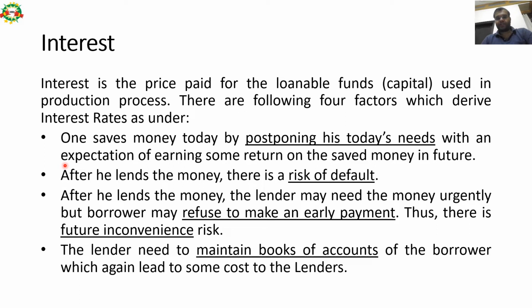So the first factor is that one saves money today by postponing today's needs with an expectation of earning some return on the saved money in future. So I save my money today and I postpone my today's need. I save that money with an expectation that I will earn some extra return on that same money, and that extra money, along with the income earned on that saving, would be used by me in future.